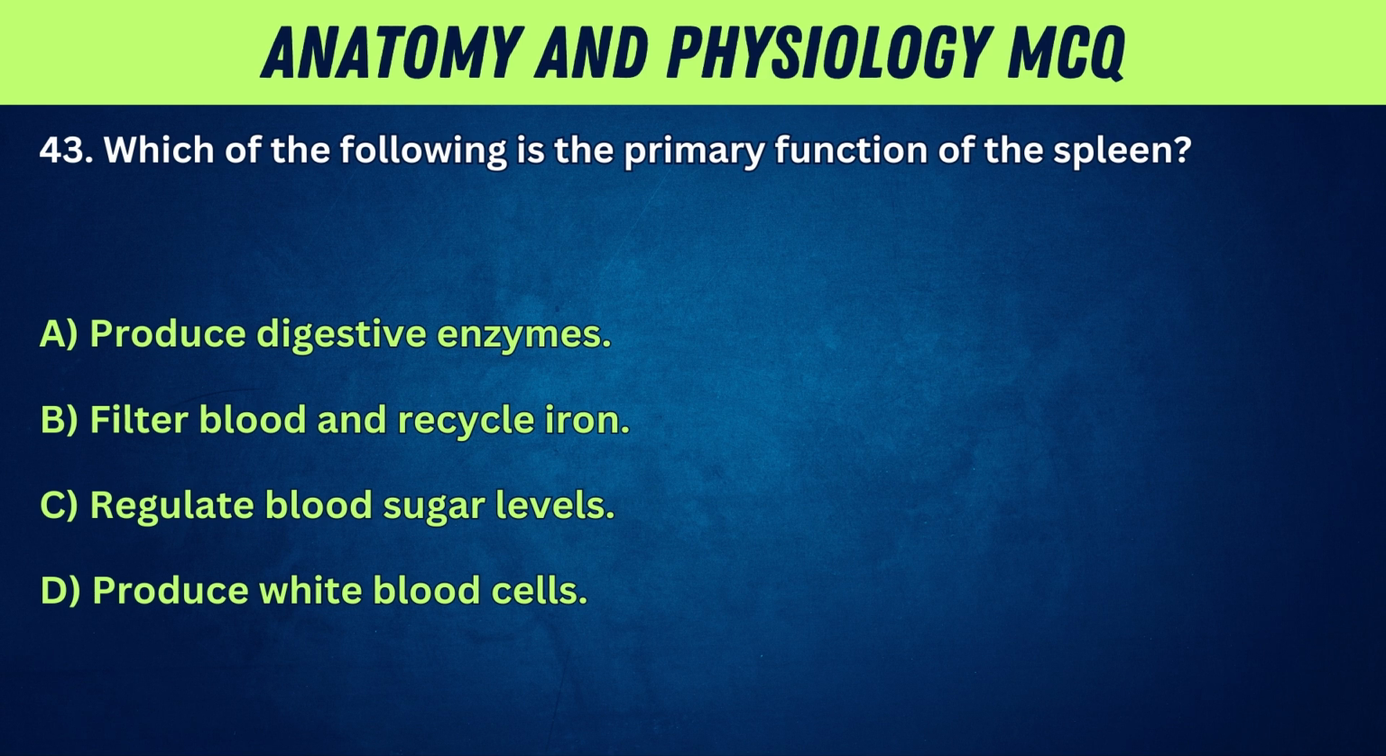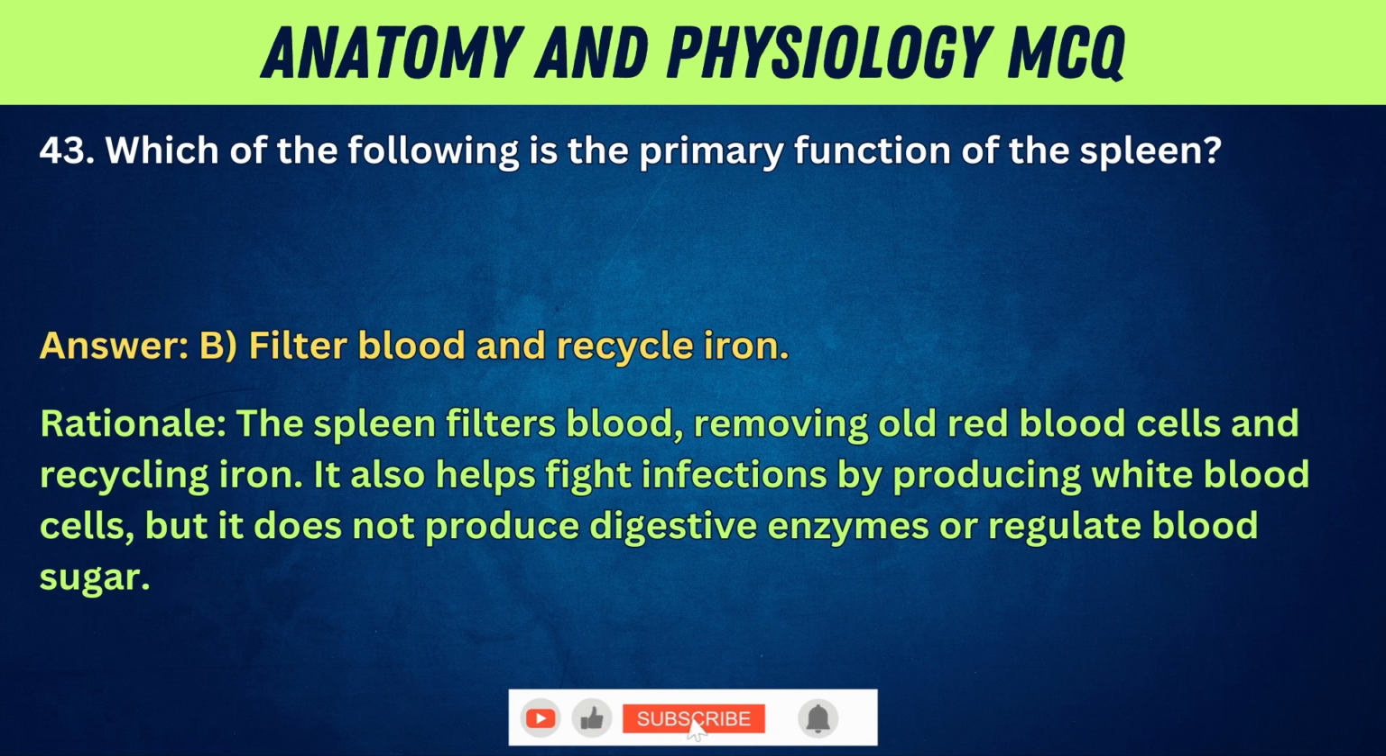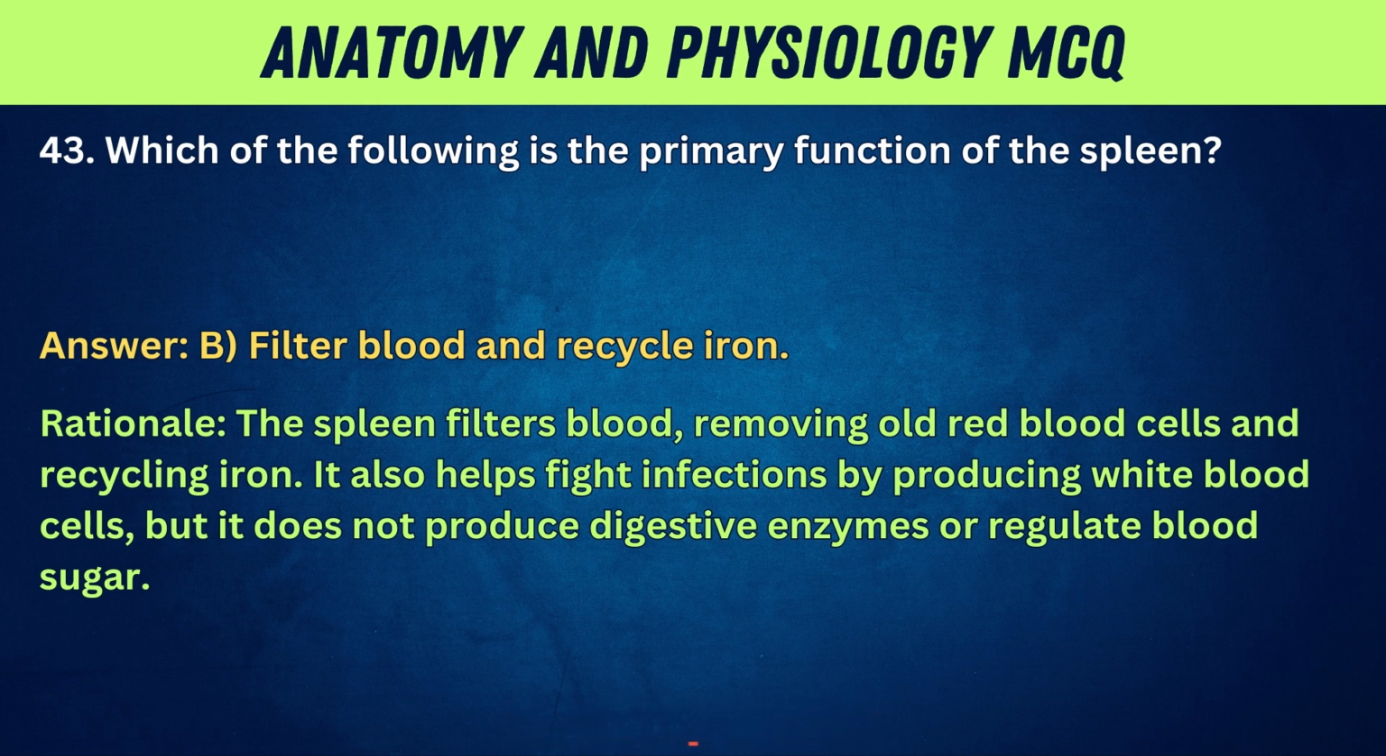43. Which of the following is the primary function of the spleen? A. Produce digestive enzymes. B. Filter blood and recycle iron. C. Regulate blood sugar levels. D. Produce white blood cells. Answer: B. Filter blood and recycle iron. Rationale: the spleen filters blood, removing old red blood cells and recycling iron. It also helps fight infections by producing white blood cells, but it does not produce digestive enzymes or regulate blood sugar.